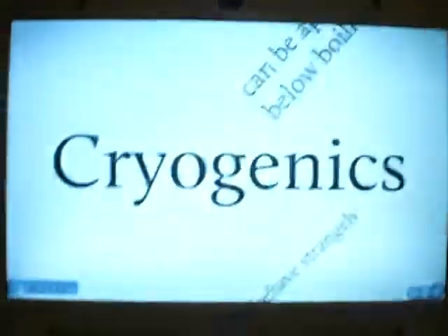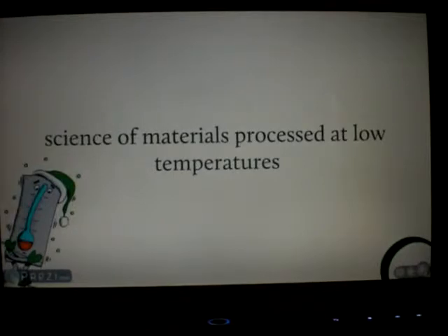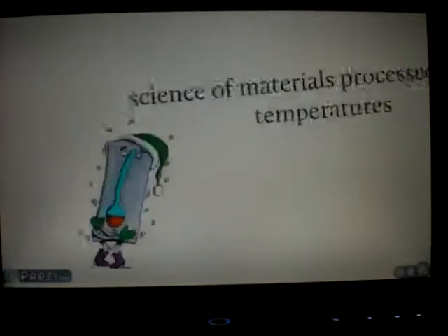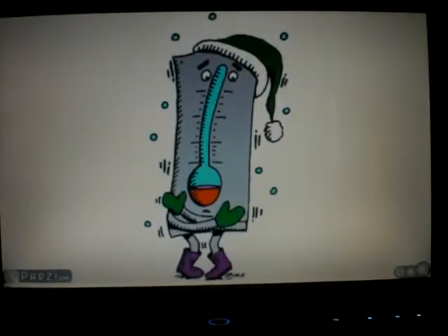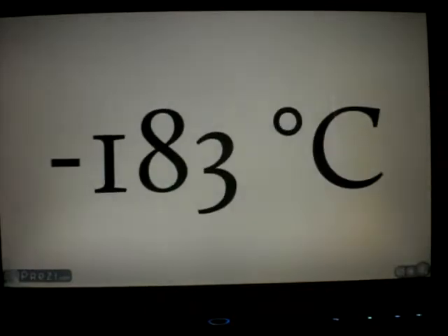So if you look here, cryogenics, what is it? Well, cryogenics is a study of materials that are processed at low temperatures. But how low of a temperature are we talking about? Well, the term cryogenic temperature can be applied to all temperatures that are below the boiling point of oxygen, which is negative 183 degrees Celsius, which is pretty cold.